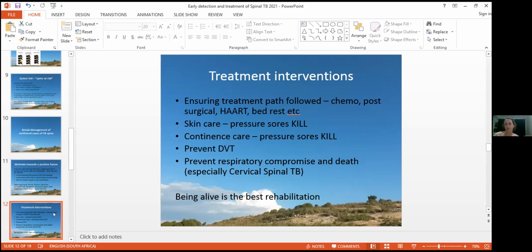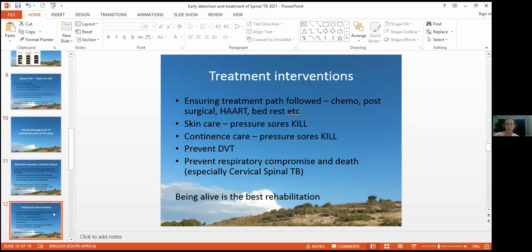And then I'm speaking as a physio, any of the physios, OTs, or rehab staff who are following up, and obviously the nurses and the doctors as well, you need to make sure that they follow up the treatment, the post-surgical management. If they're on ARVs, they must obviously continue with that, bed rest, etc.